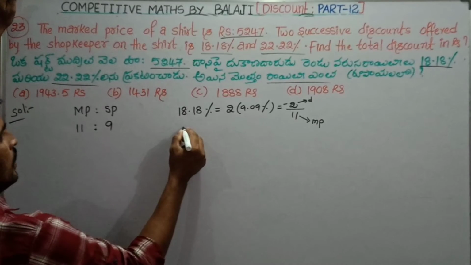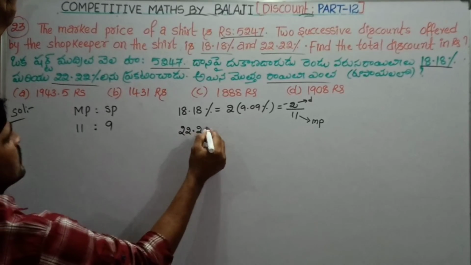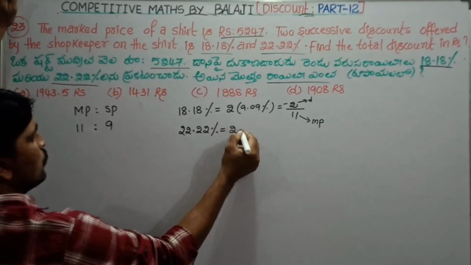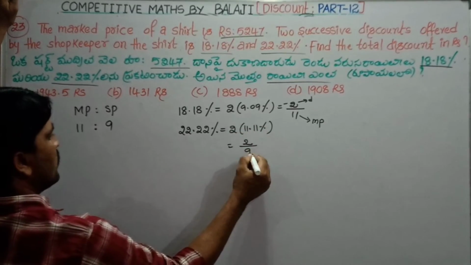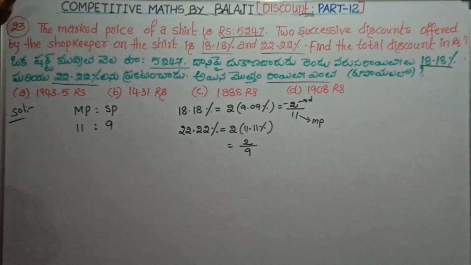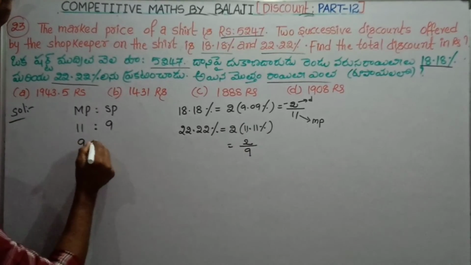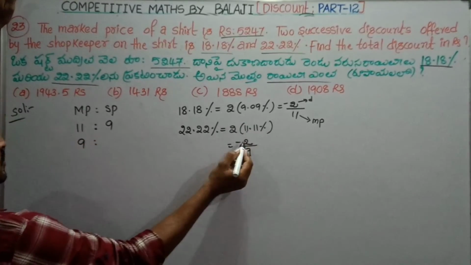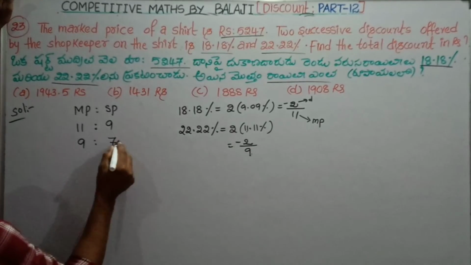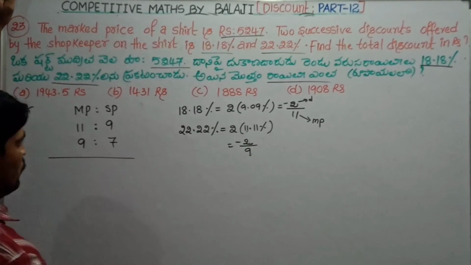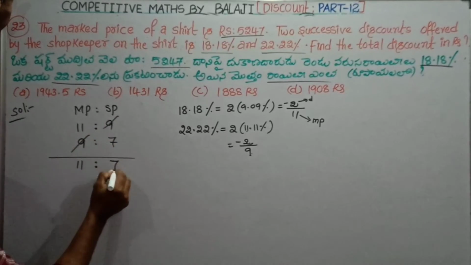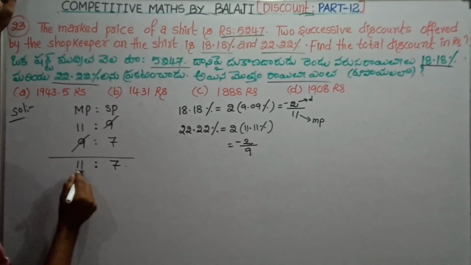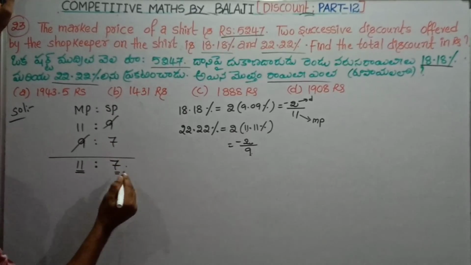And again he allowed 22.22% discount, which is equal to 2 times of 11.11%, and that is 2 by 9. 11.11% is nothing but 1 by 9. That is, if the market price is 9 units, then the selling price is 2 units less than the 9, that is 7 units. Net effect: 9 gets cancelled, 11 is to 7. That is, if the market price is 11 units, then the selling price is 7 units.